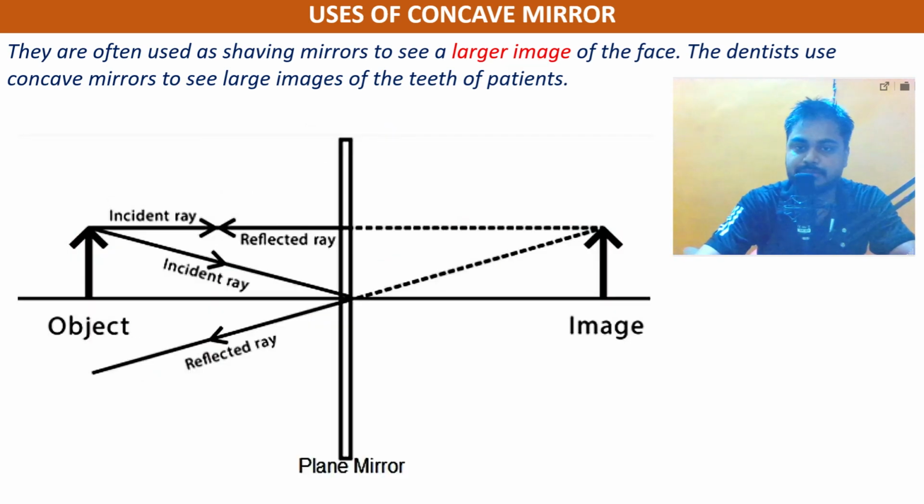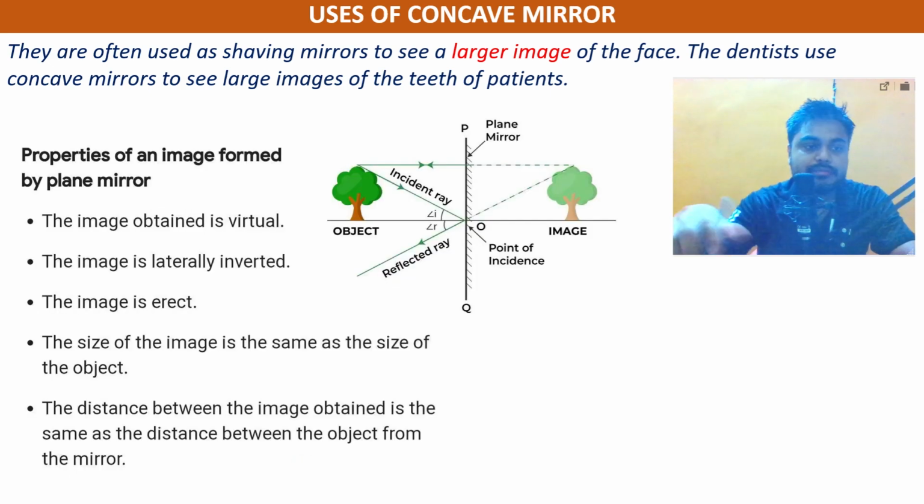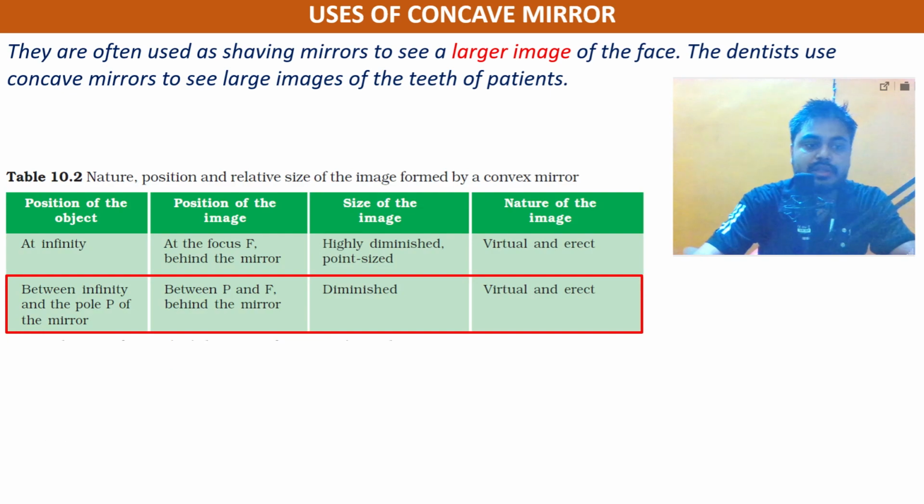Okay, the image is the same size. I'm talking about a parallel plane mirror. So the size of the image is the same as the size of the object. Now for a convex mirror, for a virtual and erect image, the image is diminished, it is of a lesser size. So a convex mirror gives us a lesser size of the image, and a plane mirror gives us the actual size of the object.